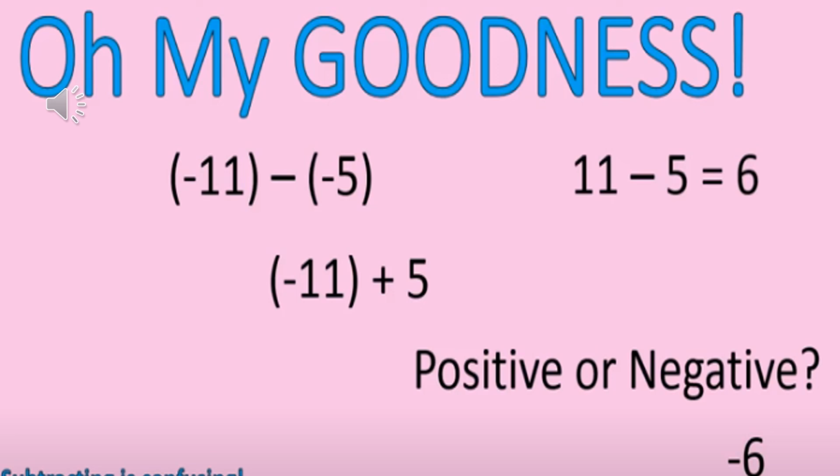Did you get it correct? Remember that I told you when you have double negatives, you automatically change your problem into adding, or you apply KCC. If you apply KCC in this example, it's going to be negative 11 plus 5. What happens if you have different signs? You're going to subtract. So your answer is going to be negative 6. Why negative? Because 11 is bigger than 5. And you stay with the sign of the biggest number.